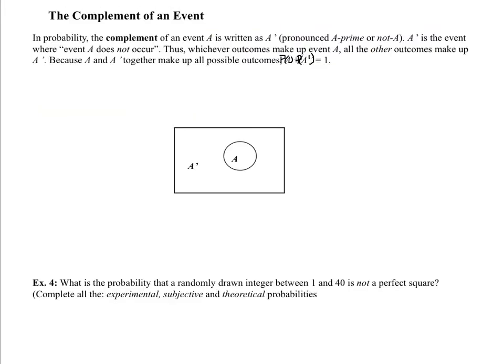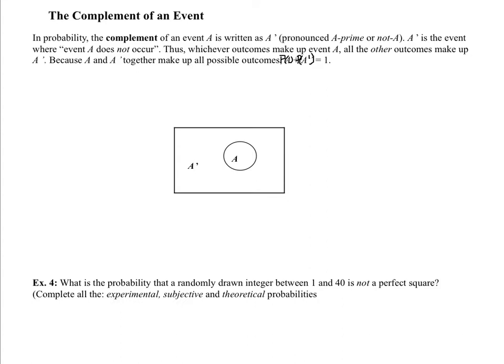Now we're going to move on to the complement of an event. In probability, the complement of an event A is written as A apostrophe. We pronounce it as A prime or not A. Not A is the event where the event A does not occur. Thus, whichever outcomes make up event A, all the other outcomes make up not A. Because A and not A together make up all the possible outcomes, the probability of the event A plus the probability of not A is equal to 1.